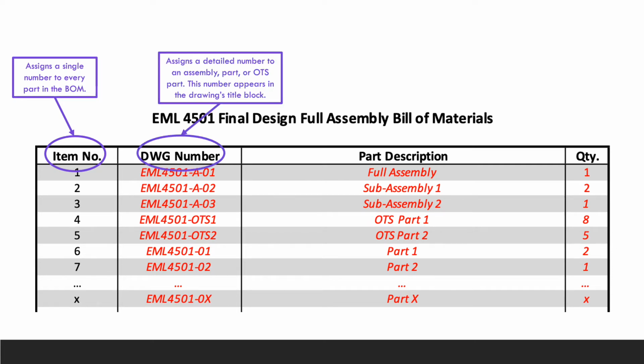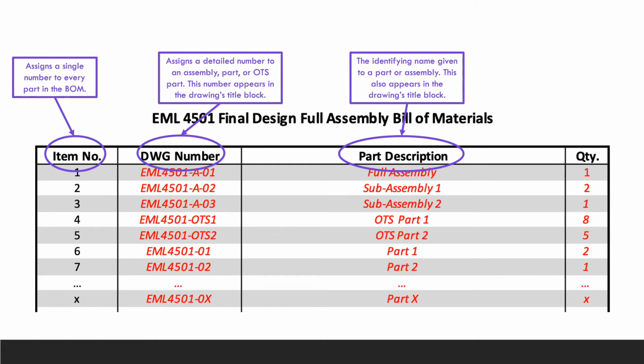Next is the drawing number. This assigns a detailed number to an assembly part or OTS part. This number appears in the drawing's title block. How you name each part is up to you, but there should be an obvious order to how it's done. You could use the course code, the product name, or an acronym related to your project. It is important to note that this is not the same part number provided by the manufacturer of off-the-shelf parts, but you will need that for your purchase orders.